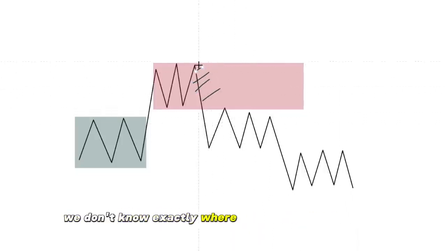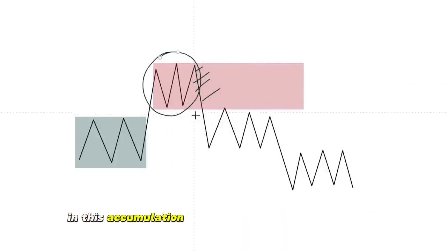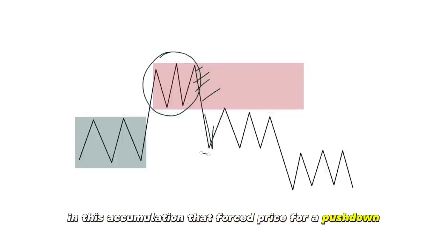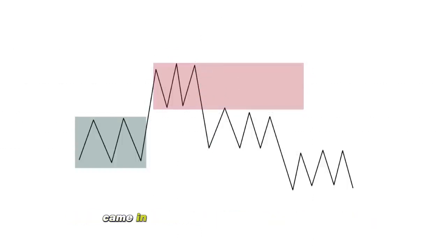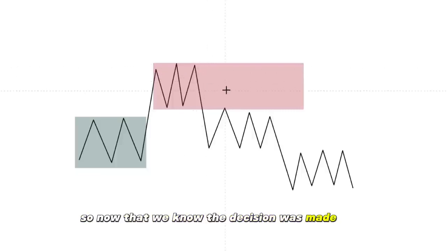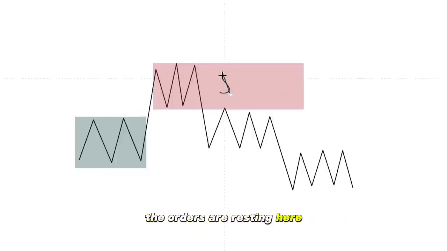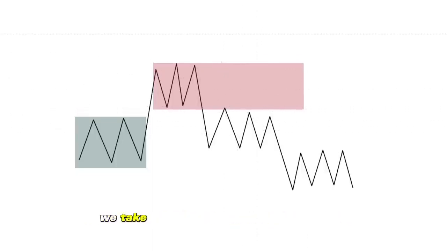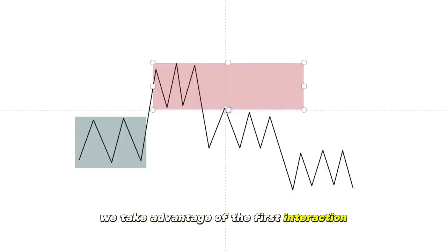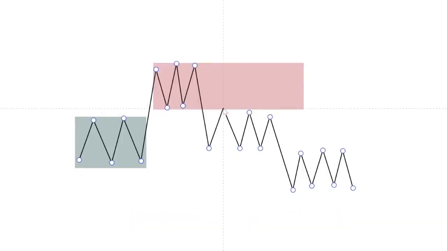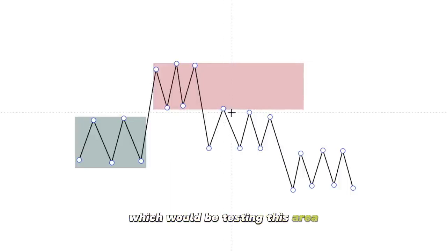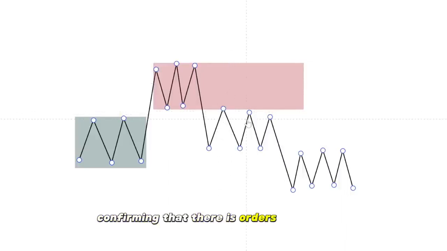We don't know exactly where the orders were injected, but what we do know for sure is something happened in this accumulation that forced price to push down. A lot of orders came in that forced price to change direction and distribute, and we know a lot of decisions are made in these bases, which are also our shelves. So now that we know the decision was made here, the orders are resting here. So this is what we take advantage of when it comes to the ETM trading model. We take advantage of the first interaction, which would be testing this area, confirming that there are orders laying down.